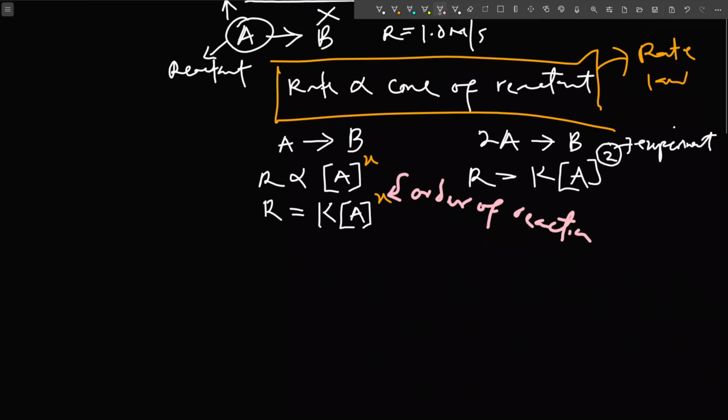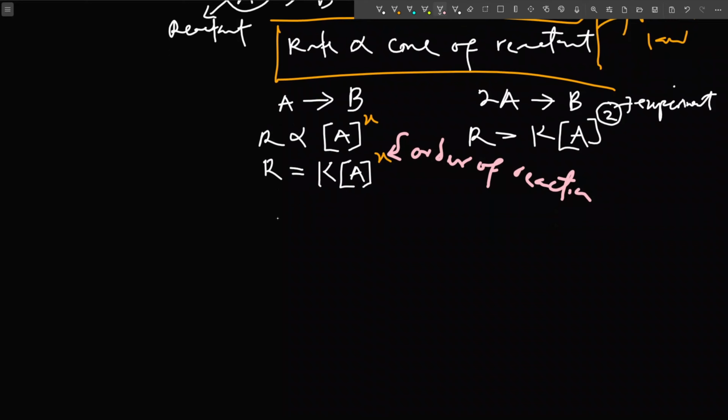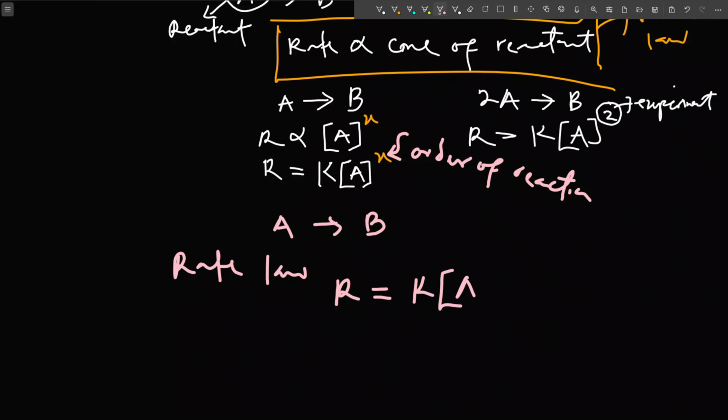Okay, let me assume I have an elementary reaction. I'll explain that in the next videos. We have A to give B, and let me assume that the rate law for this reaction is R equals K[A].